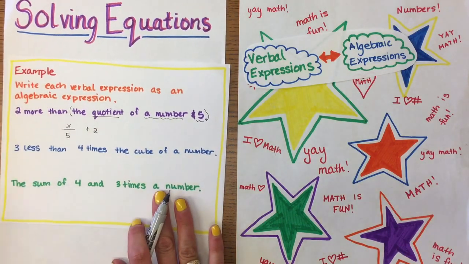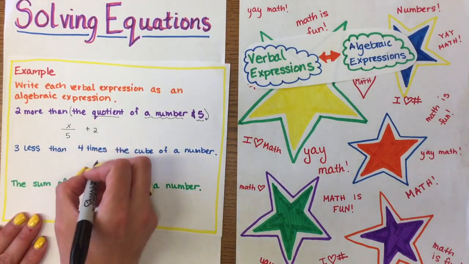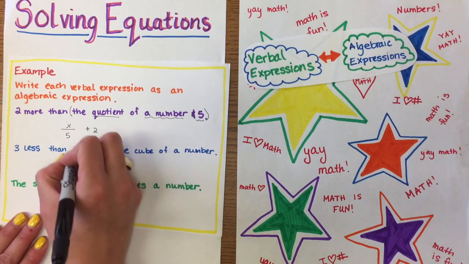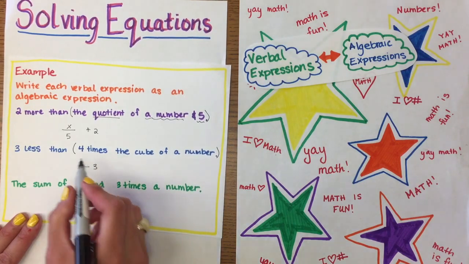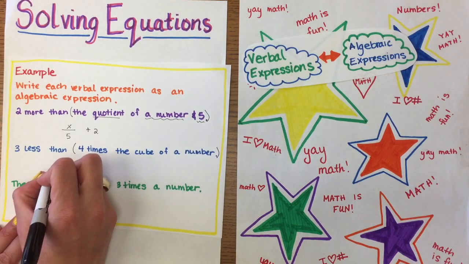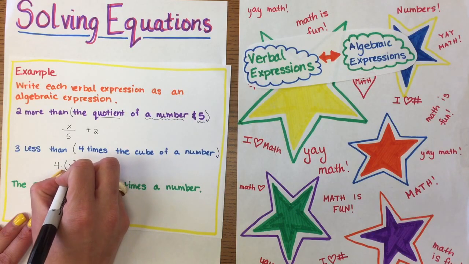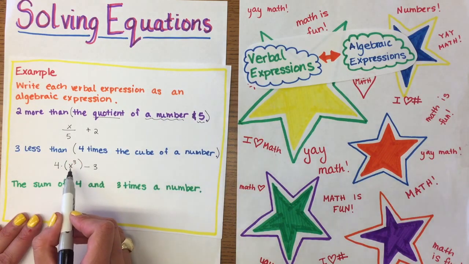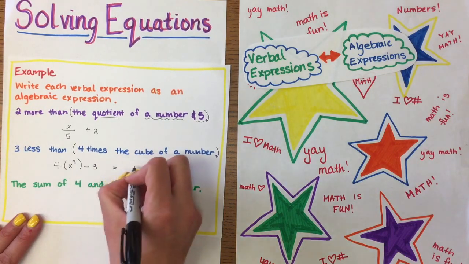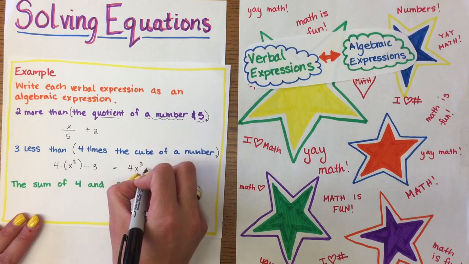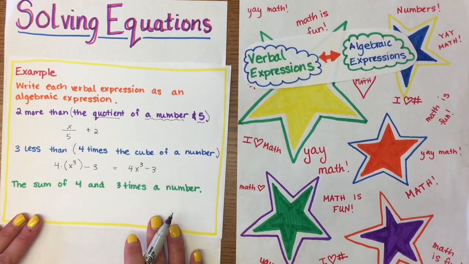In our next example, we have 3 less than 4 times the cube of a number. 3 less than means that we are going to subtract 3 from this portion of the expression. 4 times will be 4 multiplied by the cube of a number, which means that I'm going to take a variable and raise it to the power 3. This is the same thing as writing 4x cubed minus 3. This cubed only applies to the x, it does not apply to the 4.